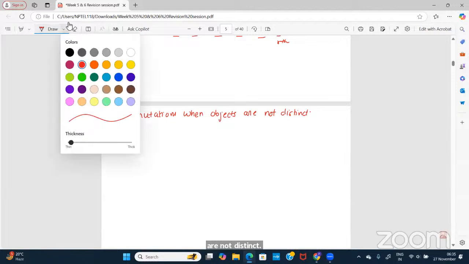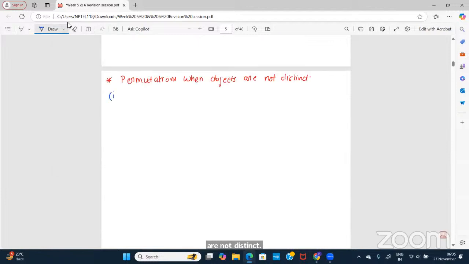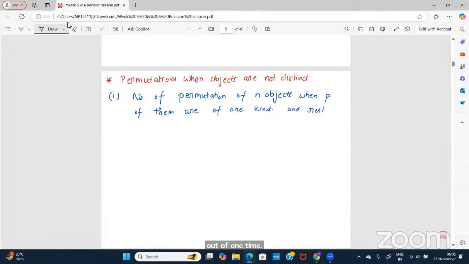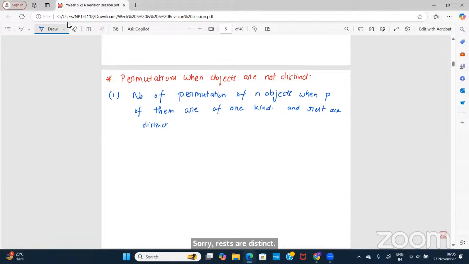So what can we do? The number of permutations of n objects when p of them are of one kind, and the rest are distinct, your formula will be n factorial divided by p factorial.